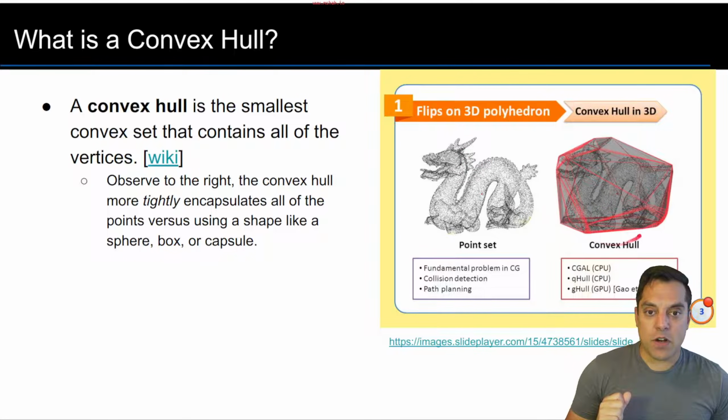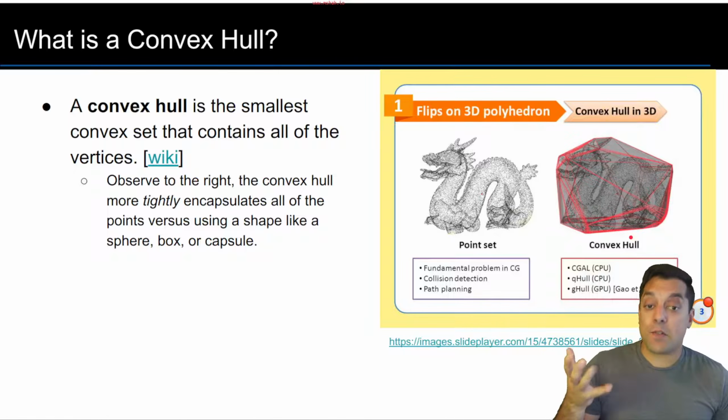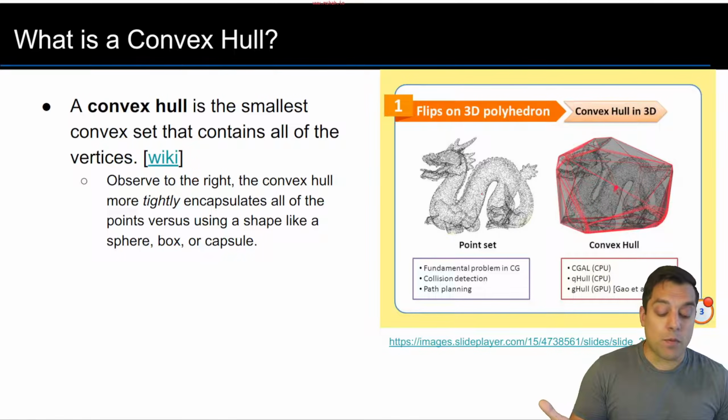But we can observe with this example of a dragon, another famous 3D model, the convex hull, where you can see that it is tightly packed, or tightly wrapped, and we'll come back to that term of wrapping. The dragon is completely encapsulated here. Contrast this with something like a sphere, which might have more empty volume. So again, we can see that this is a better approximation.